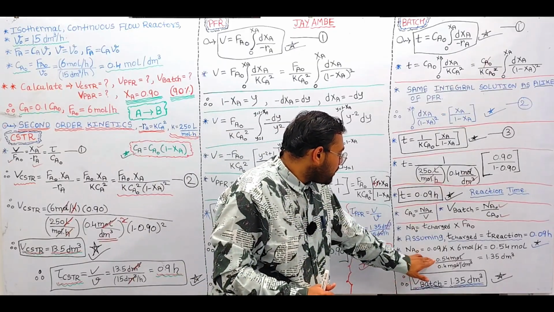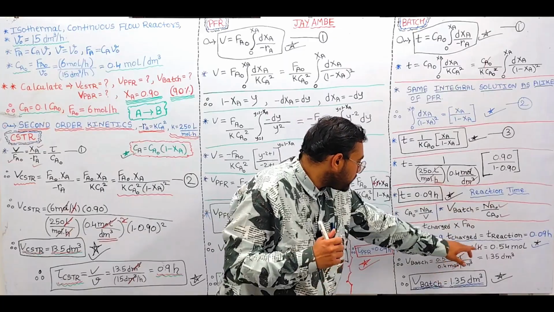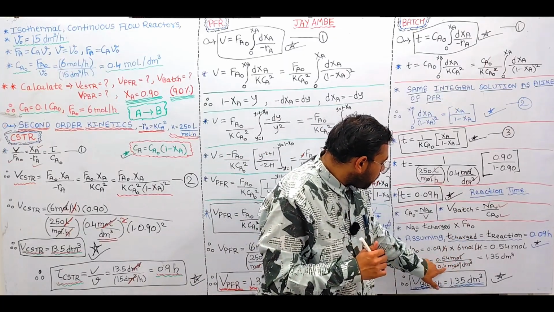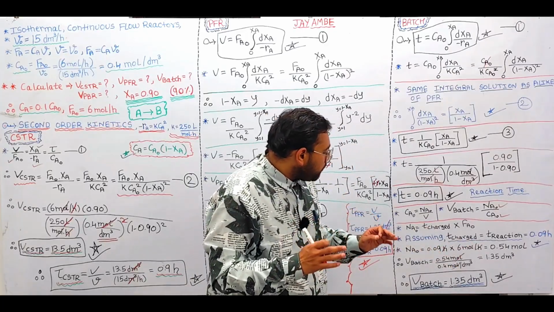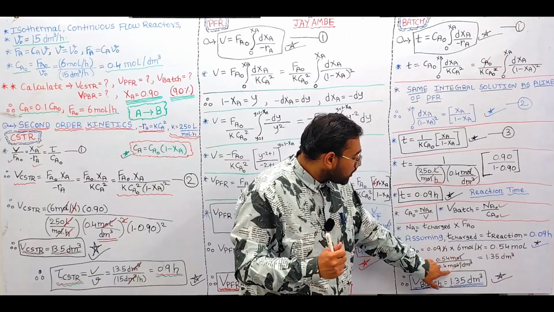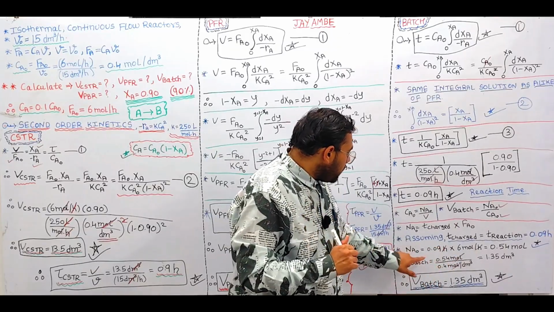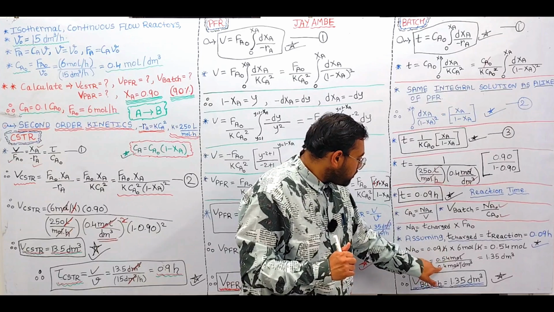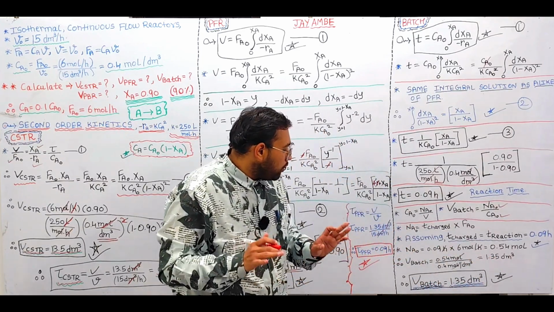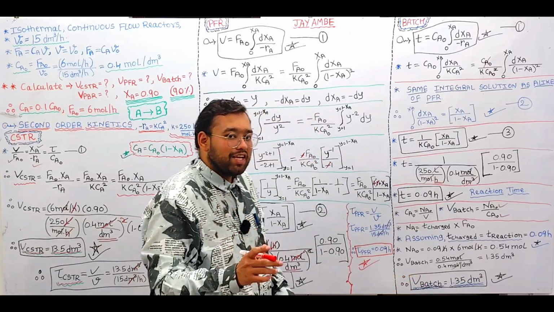So the volume of the batch reactor is equal to the initial number of moles, which is 0.54 moles, divided by the initial concentration, which is 0.4 moles per cubic decimeter. We also need to cross-verify the unit balance. From the numerator and denominator, the moles get cancelled off. After solving 0.54 divided by 0.4, you will get the answer of 1.35 cubic decimeter.